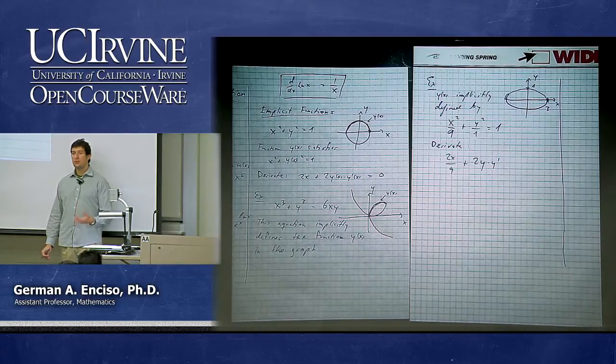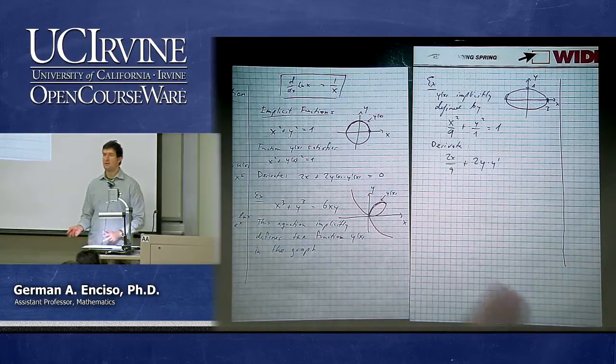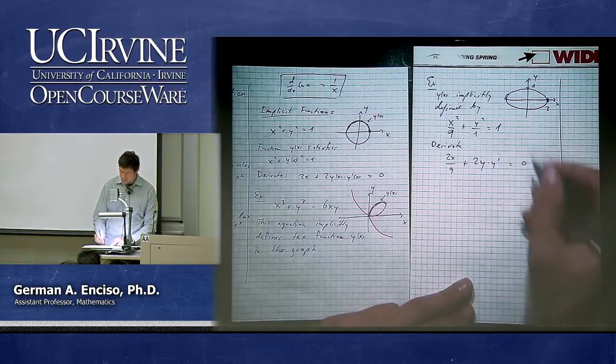It looks really compact. Really what we're doing is we're using the chain rule. We're thinking the outer function is x squared, the inner function is y of x, and so we're deriving the outer function and evaluating at the inner, and then we're multiplying by the derivative of the inner. This whole thing is equal to 0 because the derivative of 1 is 0.